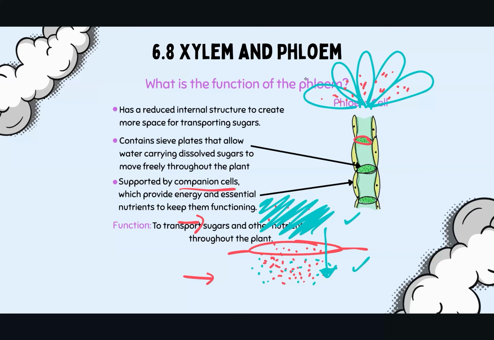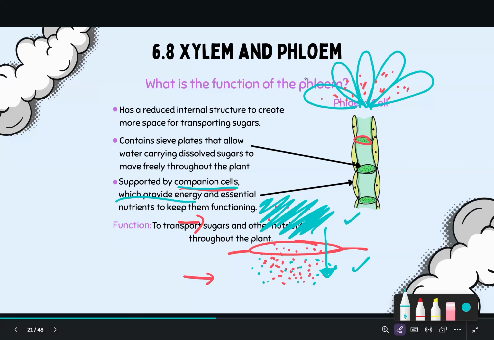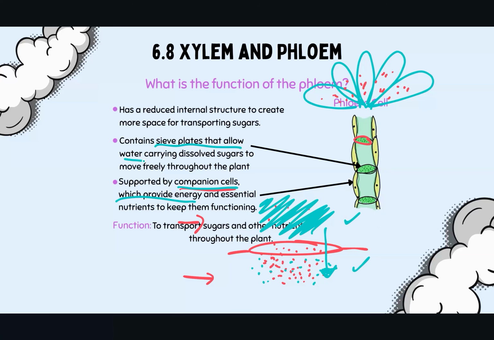But why did that happen? Because the companion cells provided energy and moved sugar to the other side. So look what it says here: sieve plates that allow water carrying dissolved sugars to move freely through the plant. So it helps direct the water that's full of sugar. So the companion cells are very, very important.